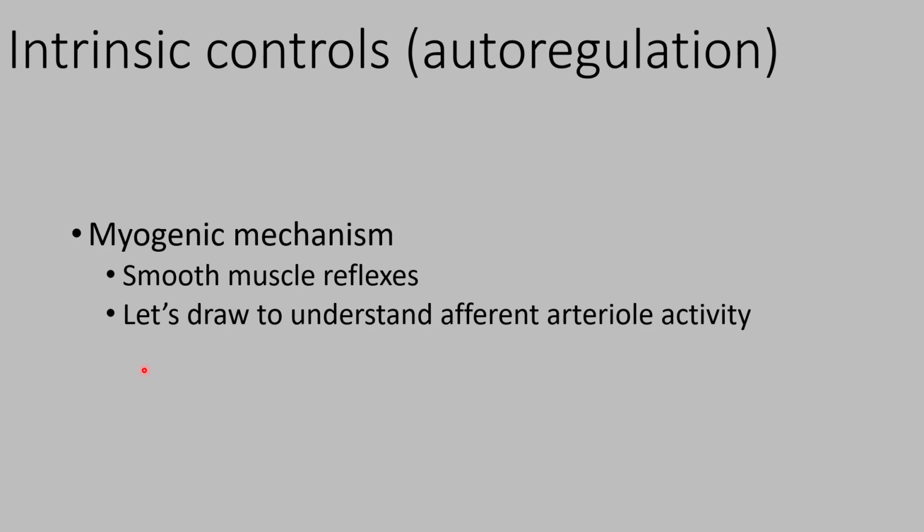So we have different ways to keep the pressure relatively constant. One way is something called the myogenic mechanism. Myo means muscle. Genic means generated. So muscle generated. The muscles generate that pressure. Smooth muscle reflexes. So we're going to draw this out a little bit so that we can understand it.